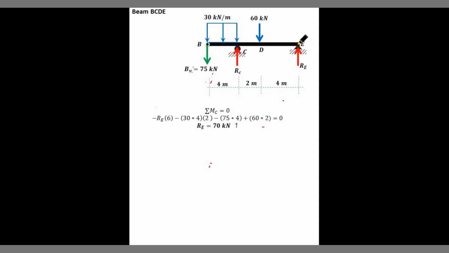So, RE, kapag nag-moment si RE kay point B, that is counterclockwise, kaya negative. Now, itong uniformly distributed load na to, I have to take the area of that, which is equal to 30 times 4. The moment arm of this 30 kilonewton per meter is half of 4 meters, that is 2. Then, itong 75 na to, pag nag-moment kay point E, that is counterclockwise, so negative. And this 60, counterclockwise din pag nag-moment kay point E.